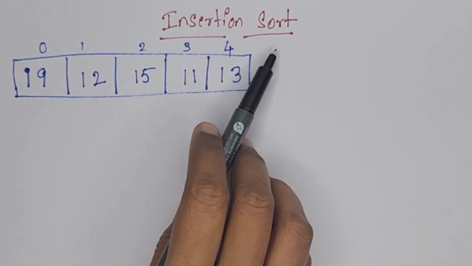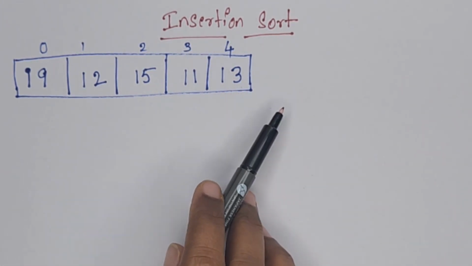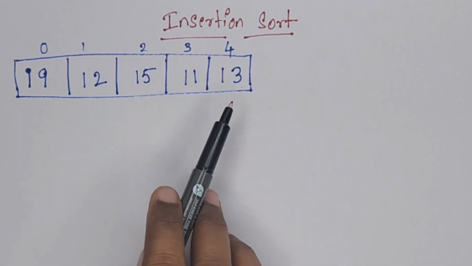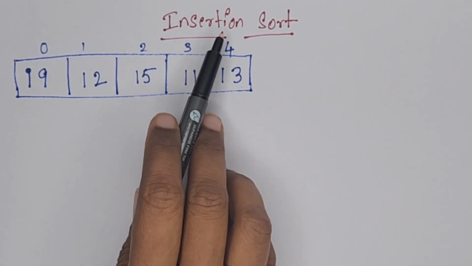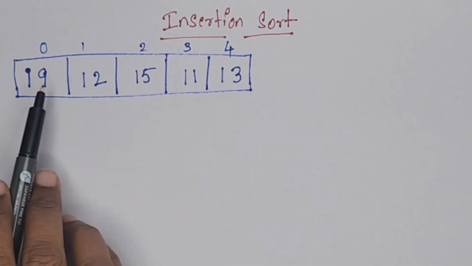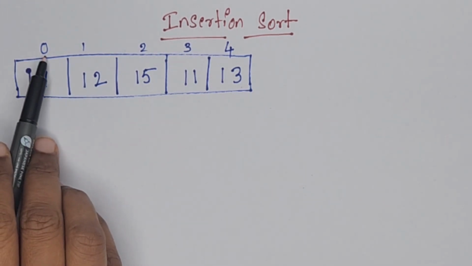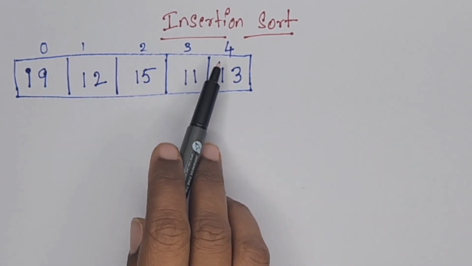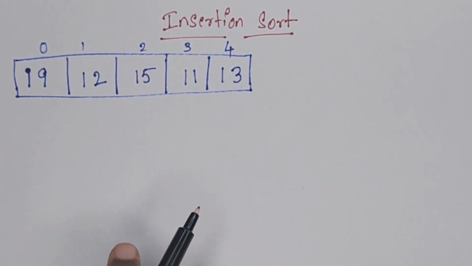Topic is insertion sort. Sorting means arranging the elements in ascending order or descending order. I am going to arrange the elements in ascending order. I will explain the insertion sort procedure and working principle with an example. I have taken an array of 5 elements. The index starts with 0, 1, 2, 3 and 4. This is one array of elements.